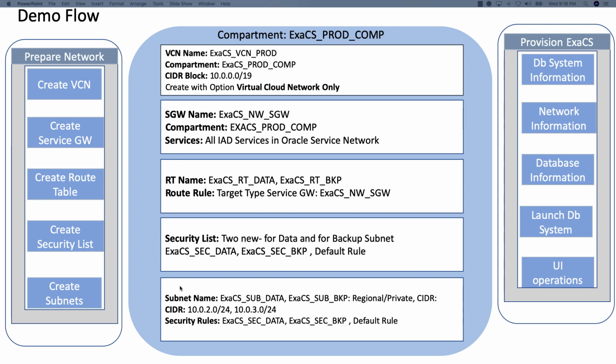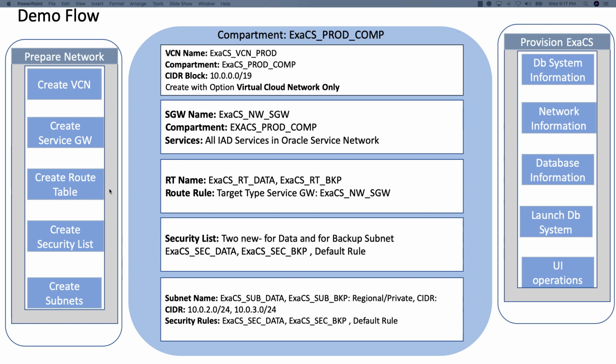This will also include the CIDR block, and we will provide a subset of the VCN CIDR here. In this demo, we will create a 10.0.20.0/24 subnet, and the other subnet will be a 10.0.3.0/24 subnet. It will be associated with security rules which we have already created earlier. For data, we have created a security list, as well as for backups, we have created another security list.